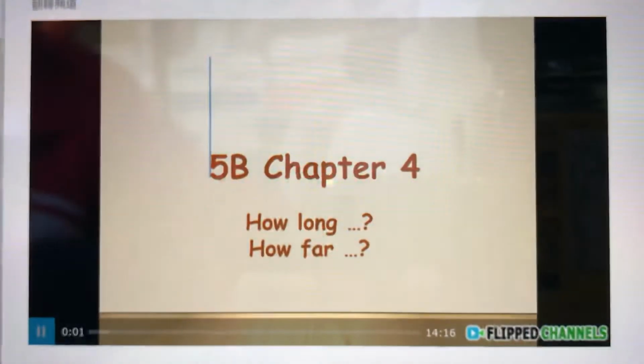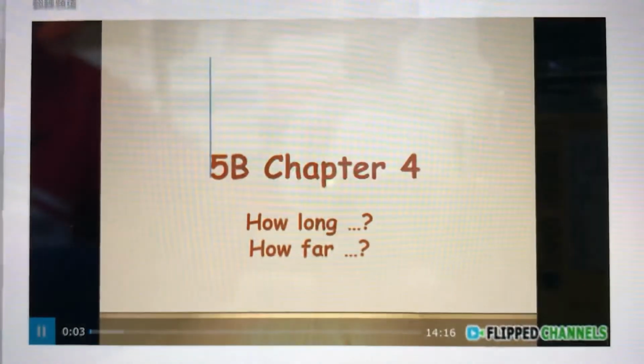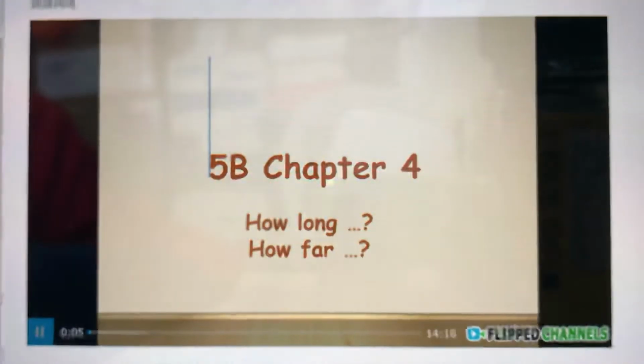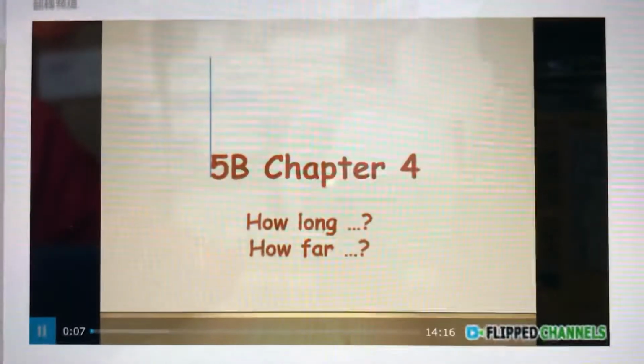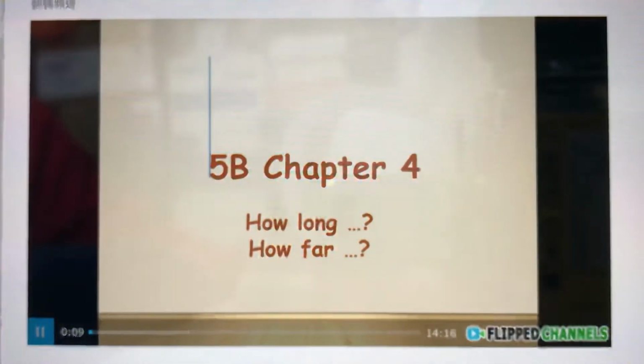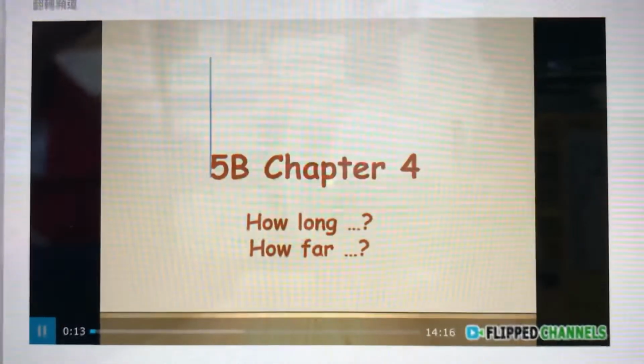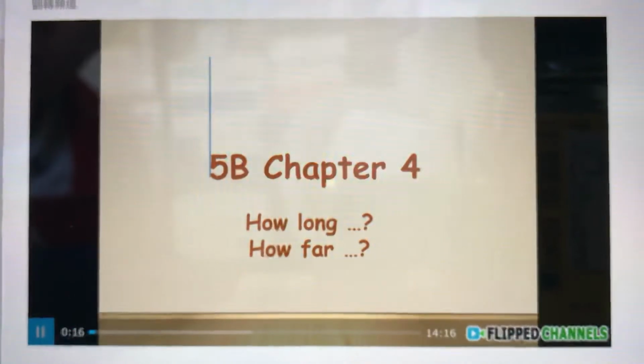We're going to learn a new chapter, that is Textbook 5B, Chapter 4. The title is Near and Far. There are two language items here. They are how long and how far.